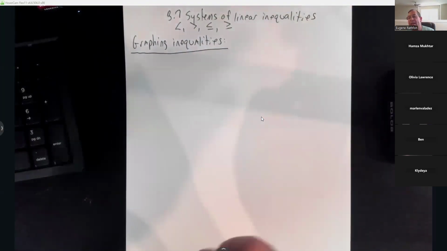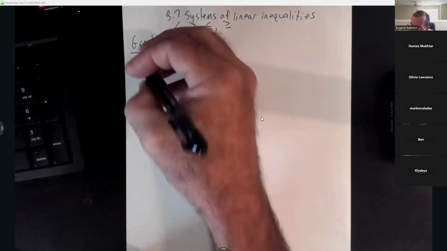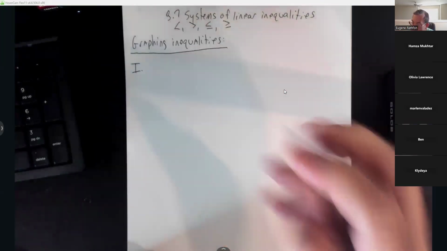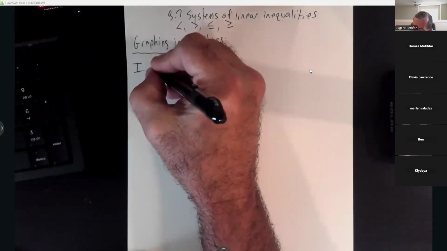Alrighty, so the first thing you got to decide on is what kind of line we're going to draw. Do we want a solid line or a dashed line? Because a solid line means any point on the line makes the inequality true, whereas a dashed line means points on the line make it false. So the first thing we look at is choosing the line.